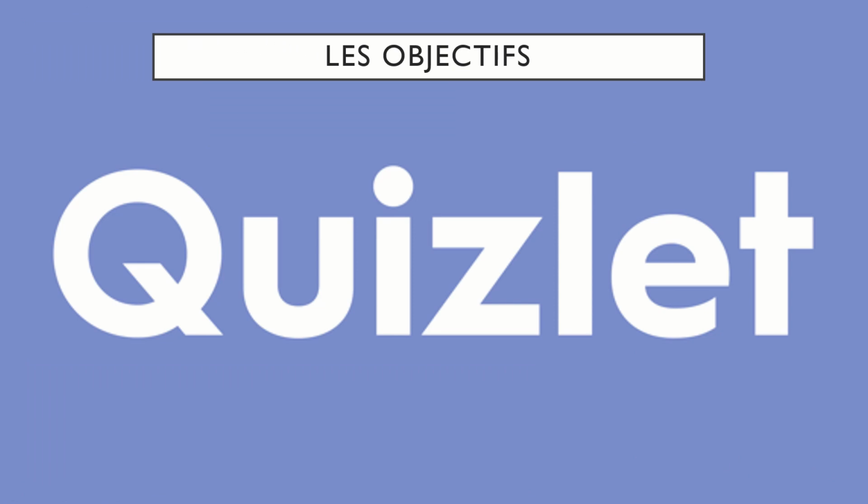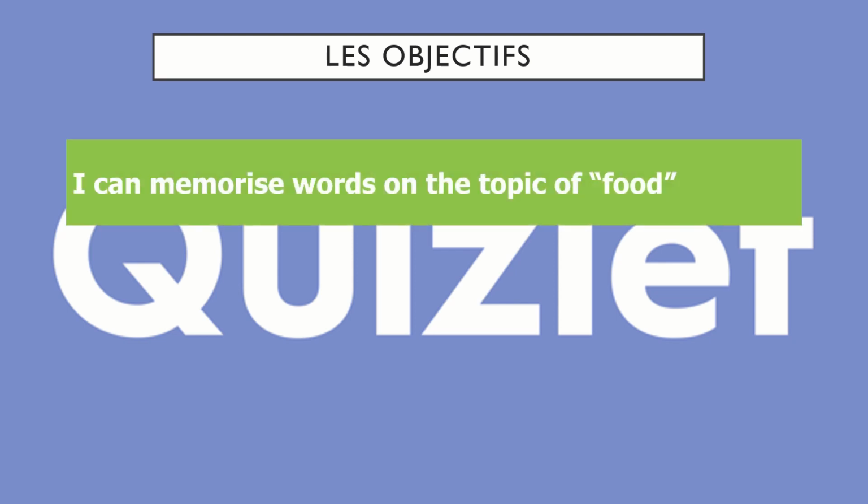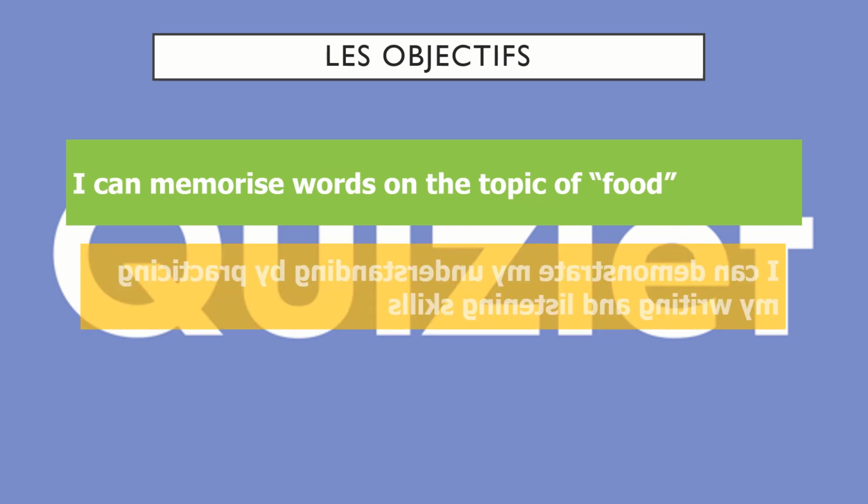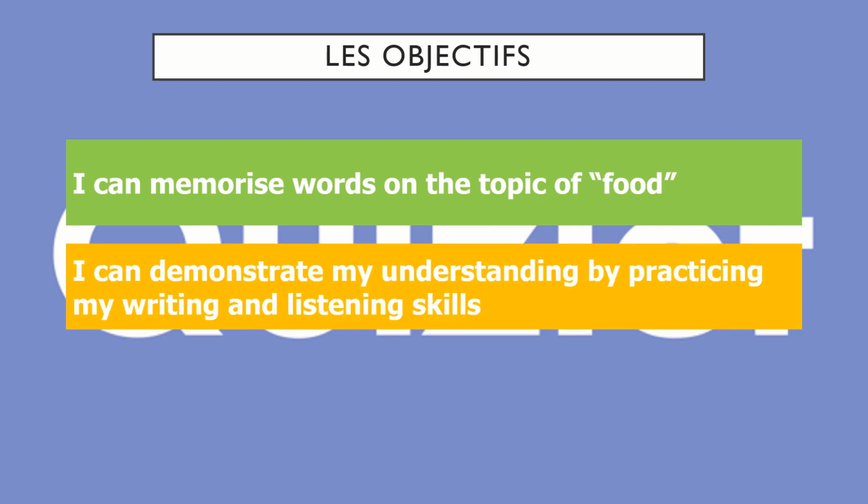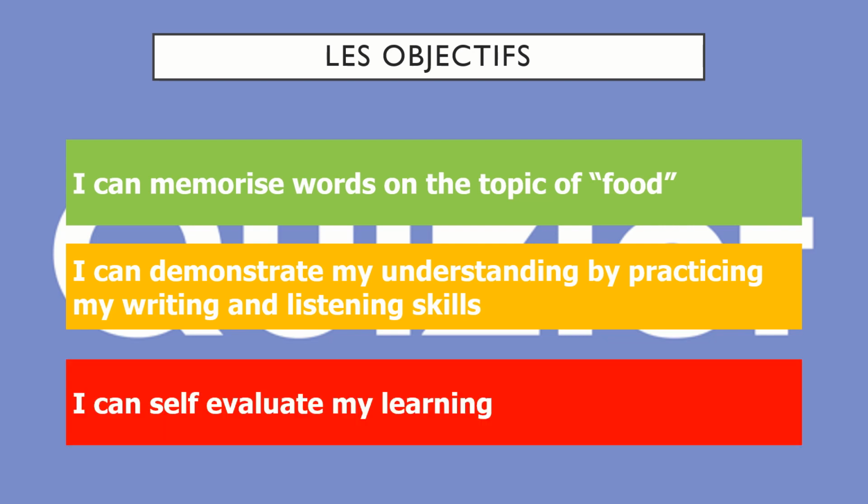Now that your Quizlet account is created, let's have a look at our lesson's objectives. First objective, we are going to see if we can memorize words on the topic of food from our different lists on Quizlet. Second objective is for you to demonstrate your understanding by practicing your writing and listening skills. This is still something we're going to do on Quizlet. And the third objective of today's lesson is for you to self-evaluate your learning done on Quizlet.